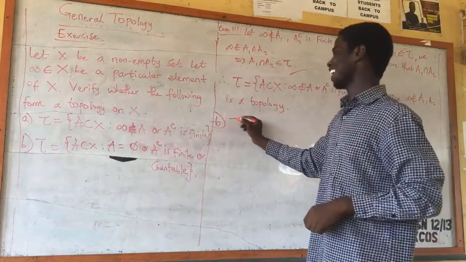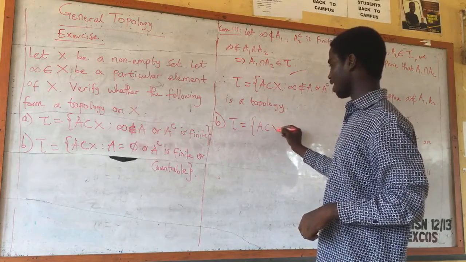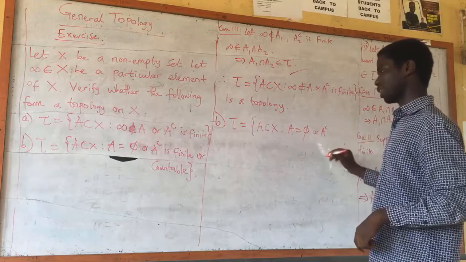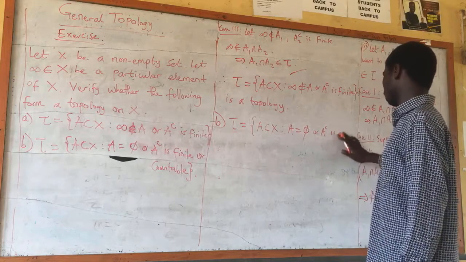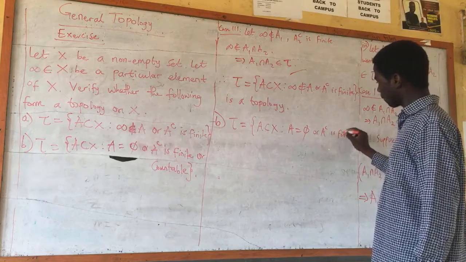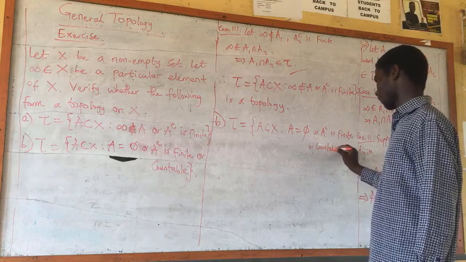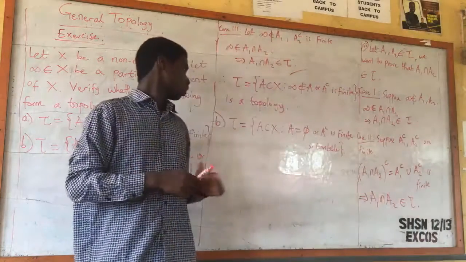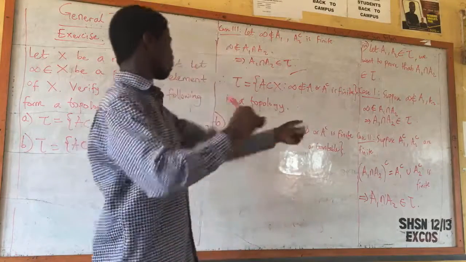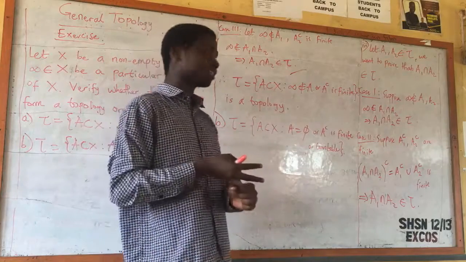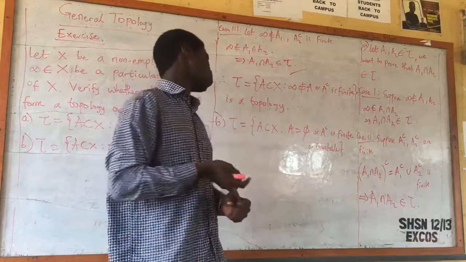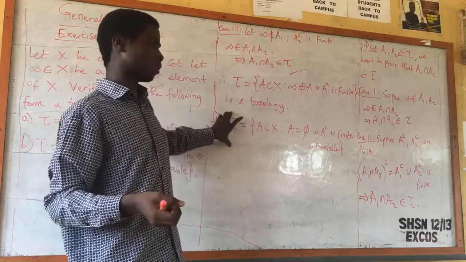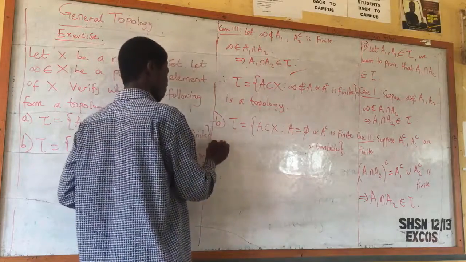The second one: I have A in S such that A is empty or the complement is finite or countable. Now, don't forget, when you want to prove that something is a topology, there are 3 properties you have to show. Number 1, you show that the empty set and the whole set belong to the topology. Number 2, you show that arbitrary union of open sets of the elements here is also in the topology, and the third one, finite intersection. So now let's start with the first one.